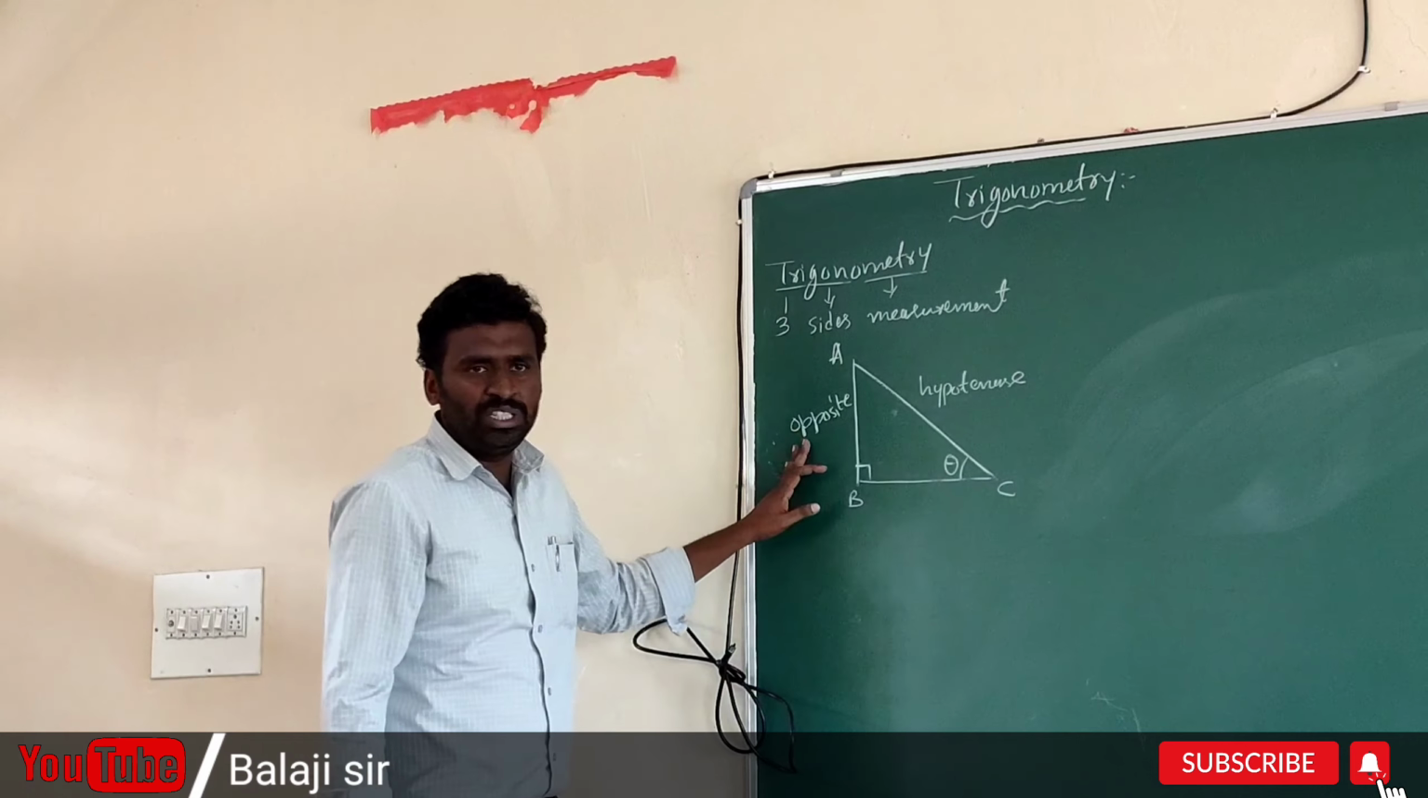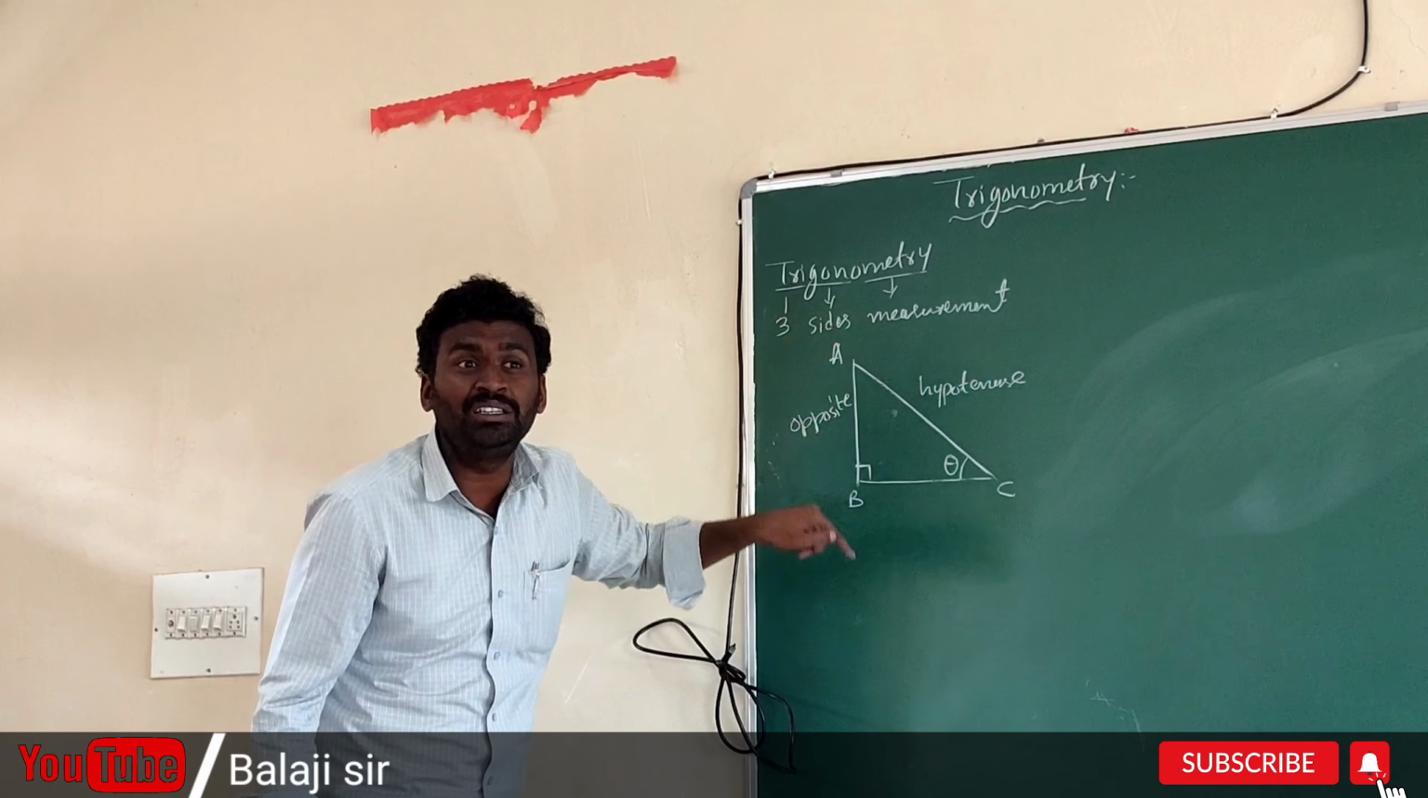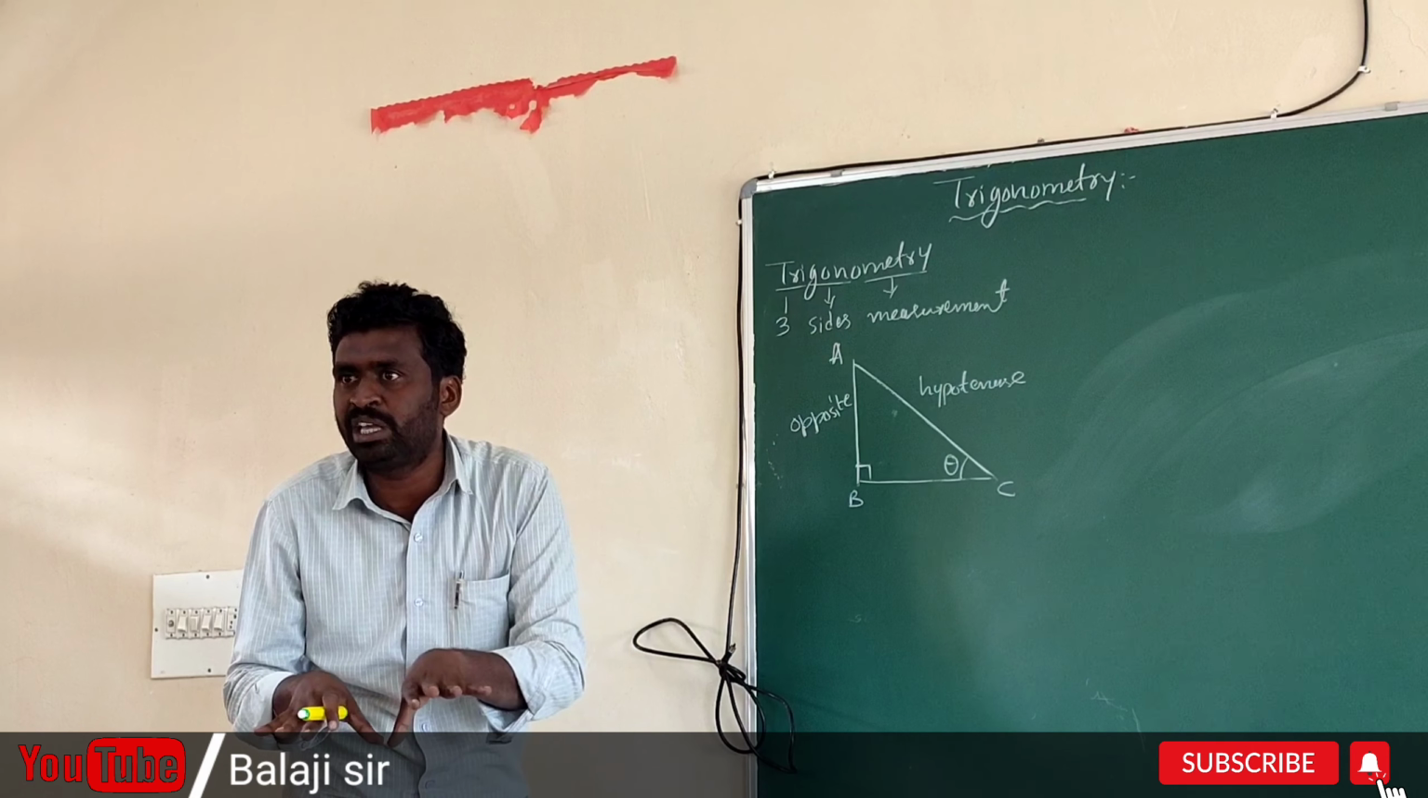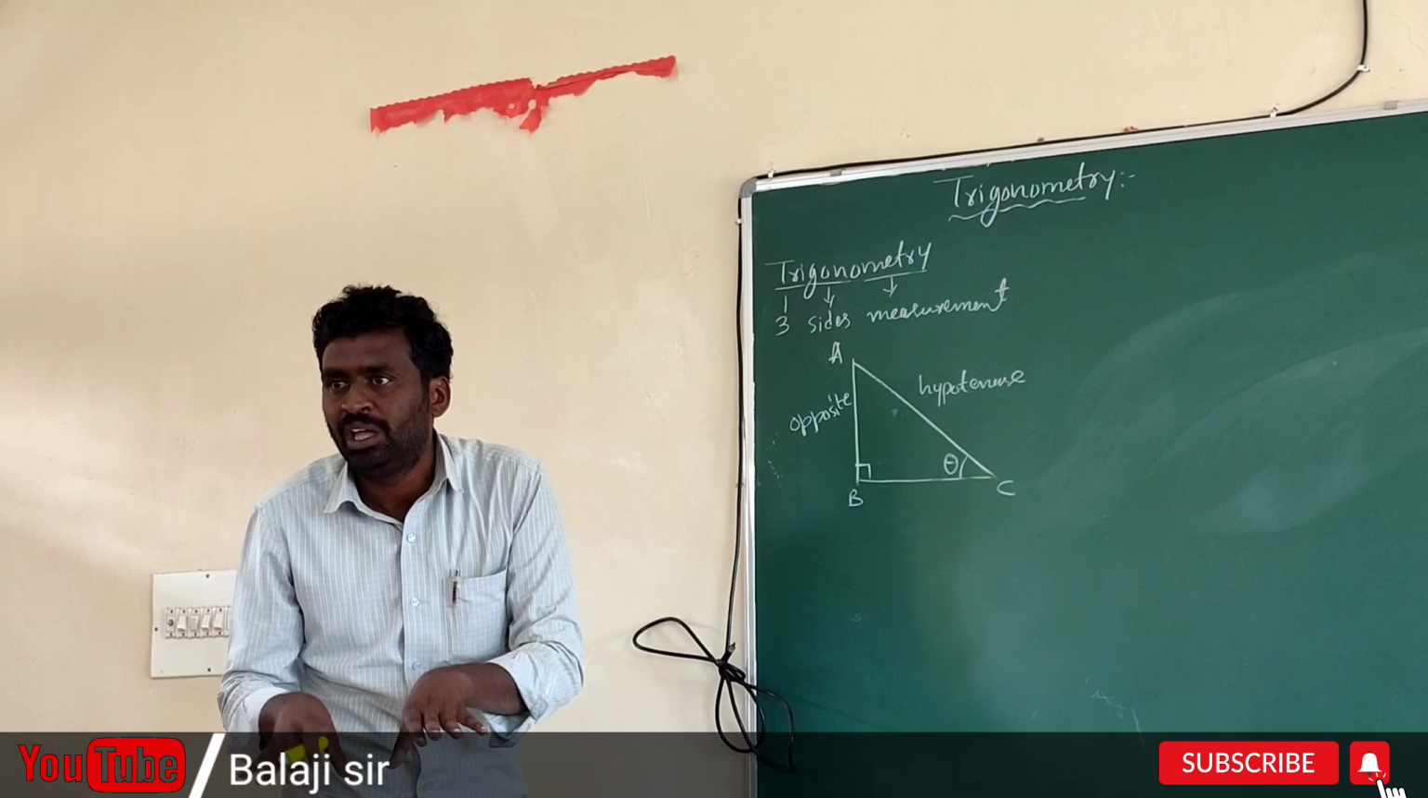So this is the opposite side, this is the hypotenuse, and the rest, the side which is left. See the words I am using. The side which is left means that which remained, which is not used. That is called the adjacent side. So you need to remember this. The side which is opposite to the theta is called the opposite side.